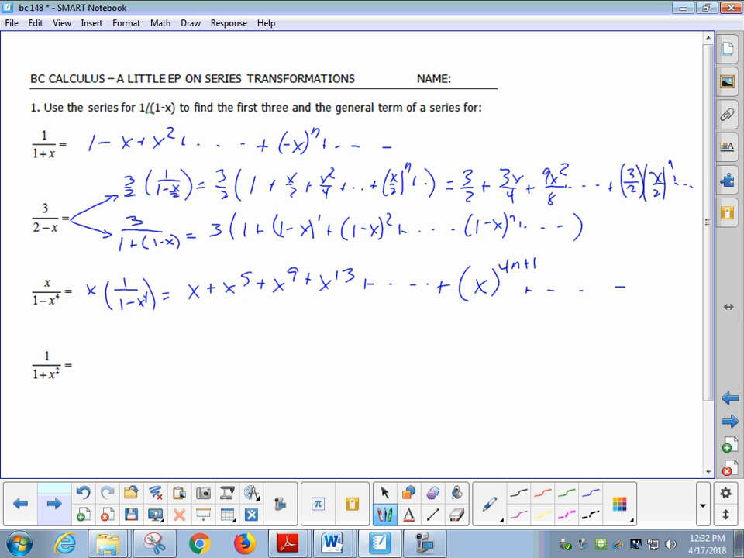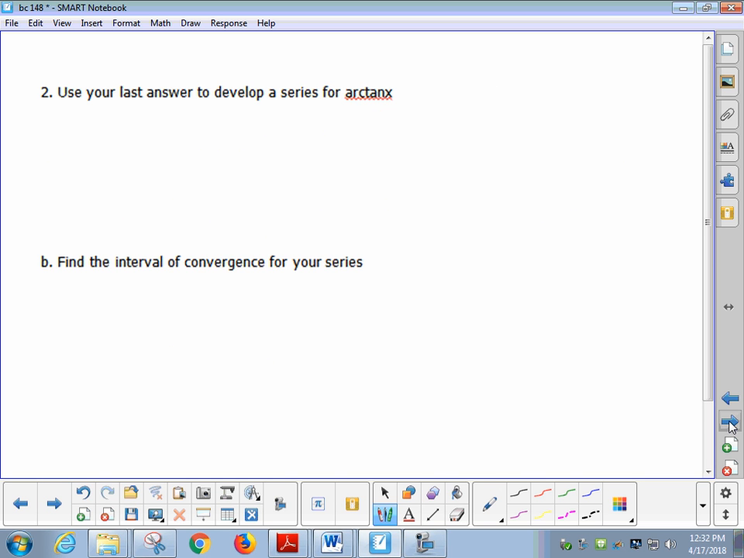And then the important one is 1 minus x squared plus x to the 4th minus x to the 6th, negative x squared to the n. That's important because that is what's going to lead to your next problem, our tangent. Our tangent is the antiderivative of 1 over 1 plus x squared. So it's the antiderivative of the series above. Okay?